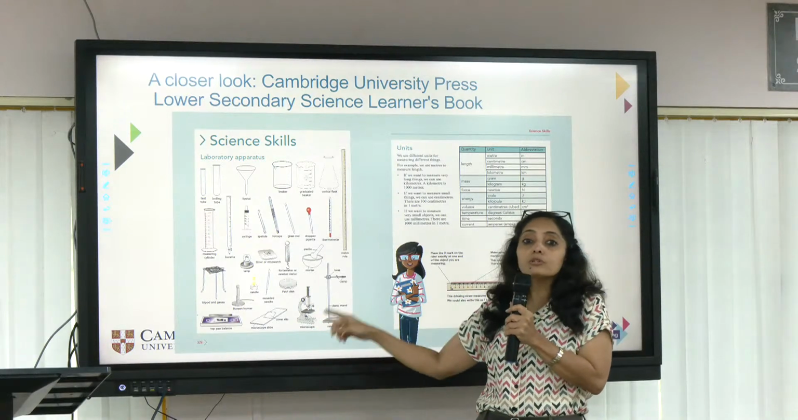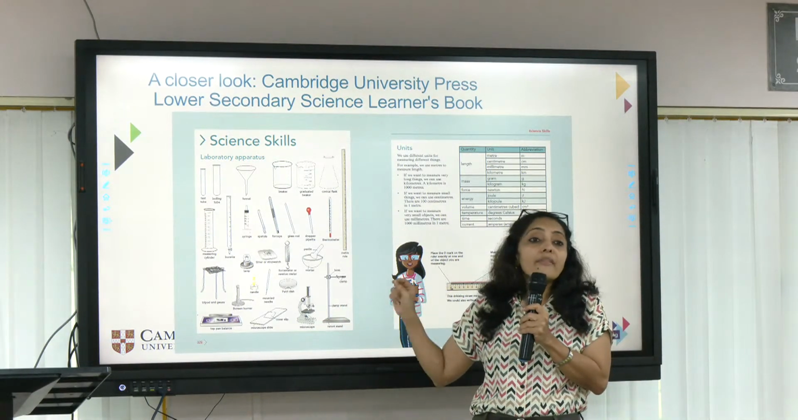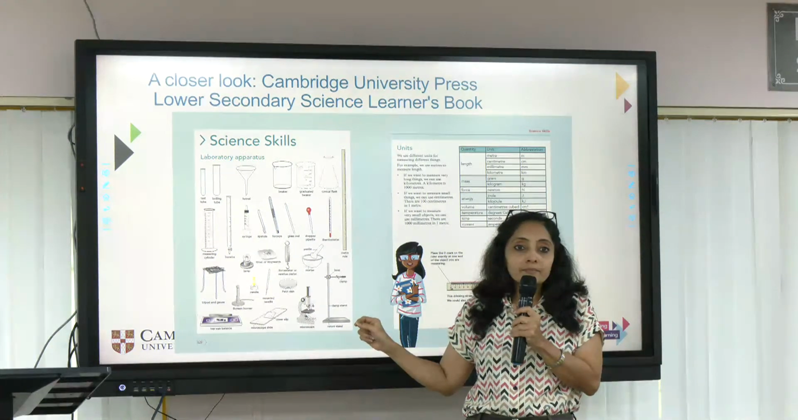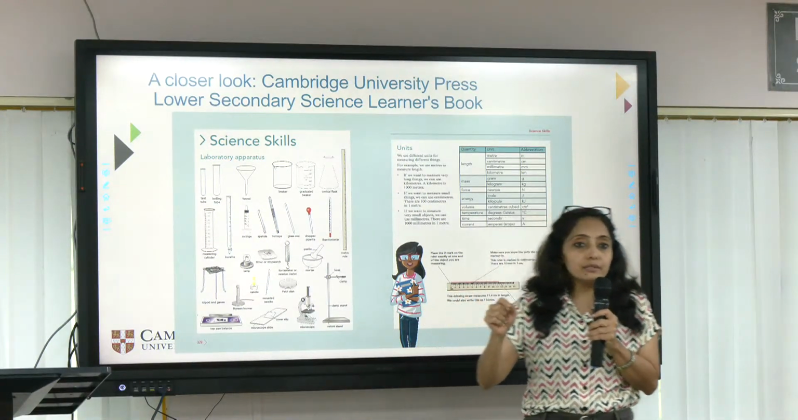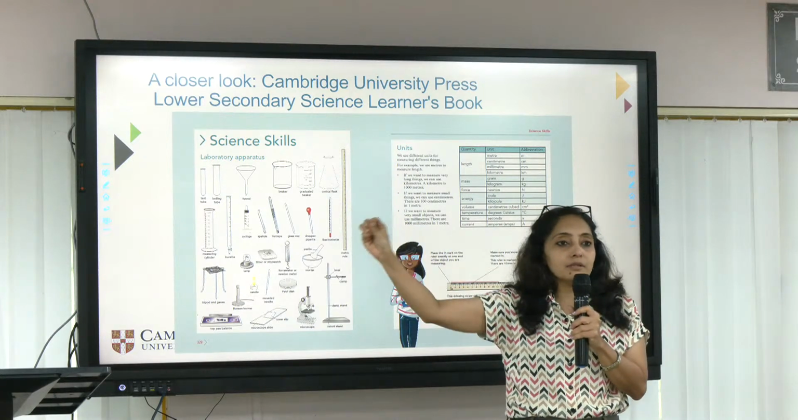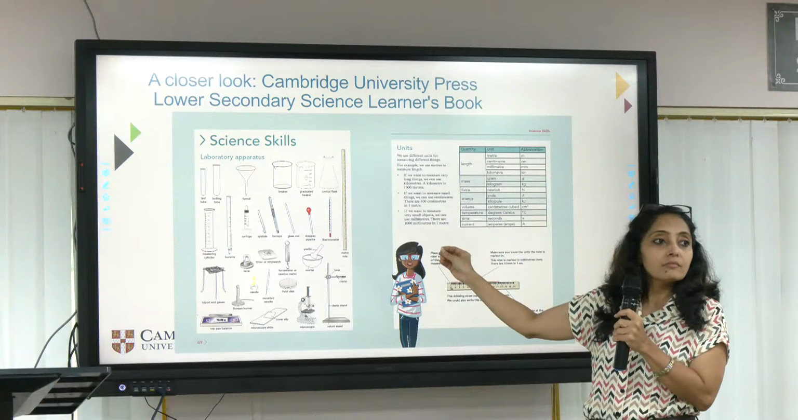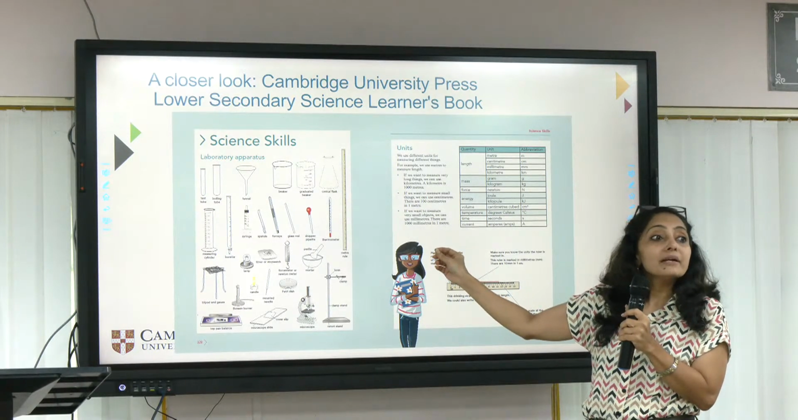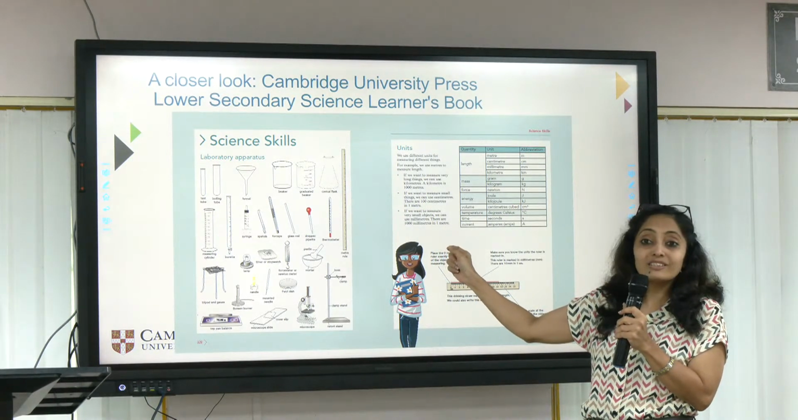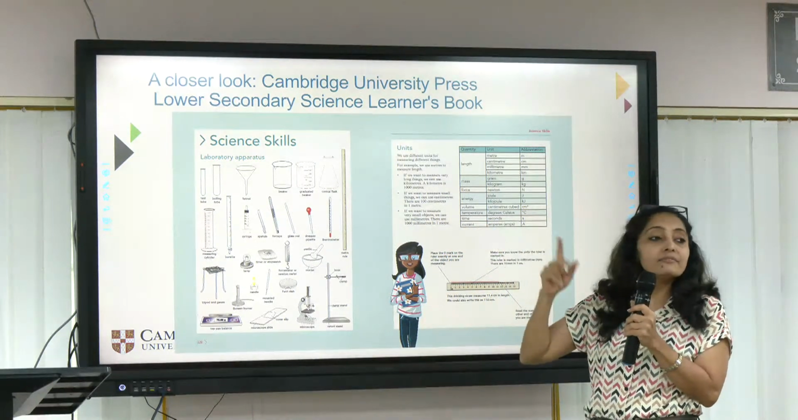So they need to know the usage of all these equipments, the names of it, and how they are used in the lab. If I'm measuring liquids, if I need to measure 5 ml of sodium sulfate, what will I use? Measuring cylinder or a measuring jar. I will not use a beaker. So that difference they need to know.